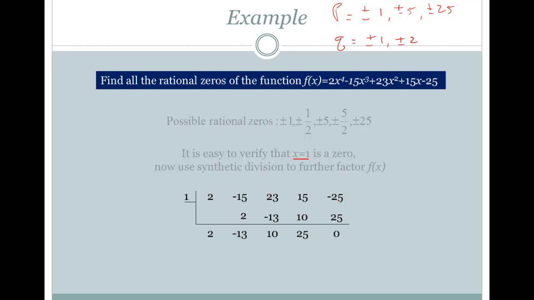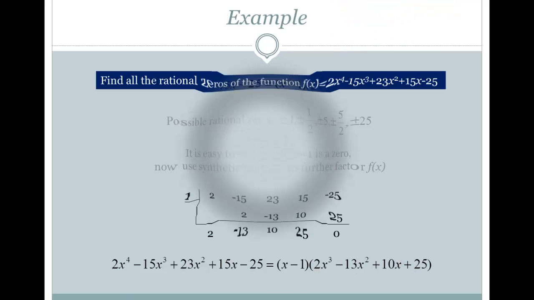Now I can rewrite this. Remember, this is the coefficient of the x cubed because this was x to the 4th. I can write this as x minus 1, there's one root, times 2x cubed minus 13x squared plus 10x plus 25. These coefficients are coming from right here. Now what we want to do is look at this particular problem right there. We want to try to factor that one a little bit further.